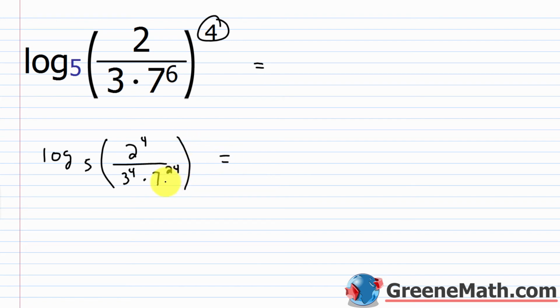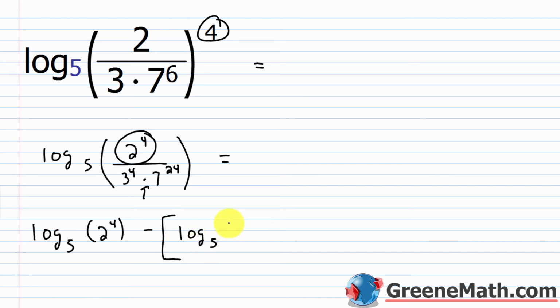Now, how do I work with this? You have a division inside of here. So remember, the numerator here is going to go first. The denominator here has additional multiplication in it. So the way you want to think about this, you have to use parentheses, okay? So let me kind of set this up for you. You have log base 5 of 2 to the 4th power minus, I'm going to use parentheses here, you're going to have log base 5 of 3 to the 4th power plus, because of that multiplication there, log base 5 of 7 to the 24th power.